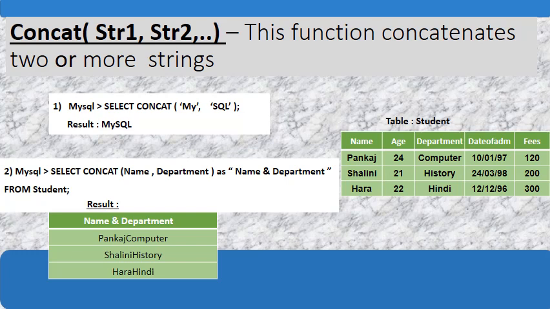Second example, select concat(name, department) as 'name and department' from student. This query will join the name and department columns together. That is Pankaj and computer together, Shalini and history together, Hara and Hindi together.